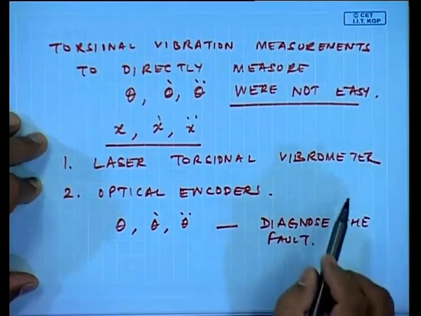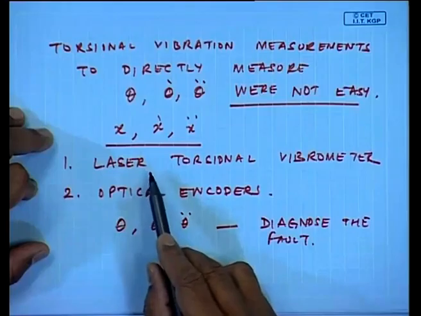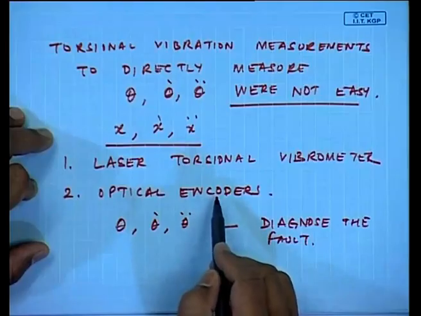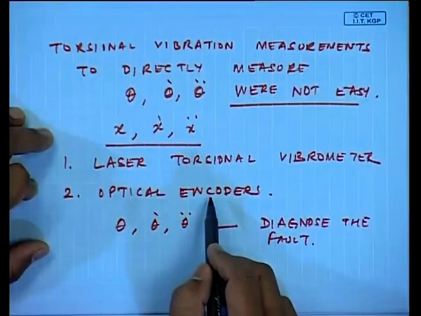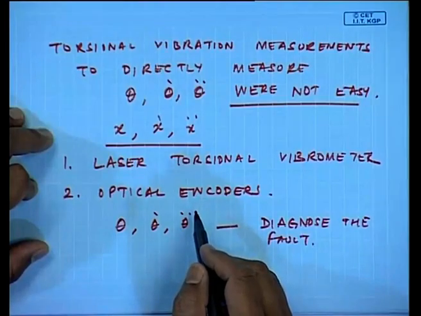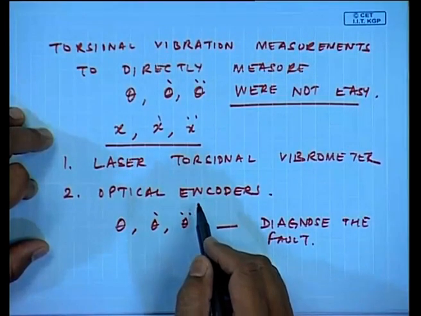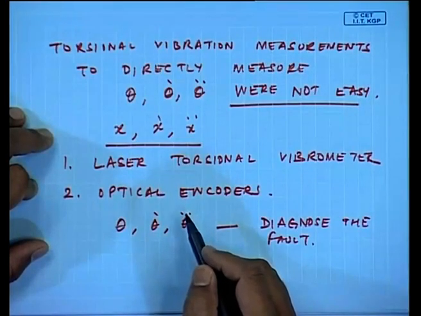And this is a very important and upcoming area in CBM, to measure torsional vibrations directly by using either laser based systems or even optical encoders. And we at IIT Kharagpur, particularly in our lab, have been very successful in using optical encoders for directly measuring torsional vibrations of machinery systems, and we are even able to diagnose faults in gearboxes where there could be defects in the gears, misalignment in the shaft and so on.